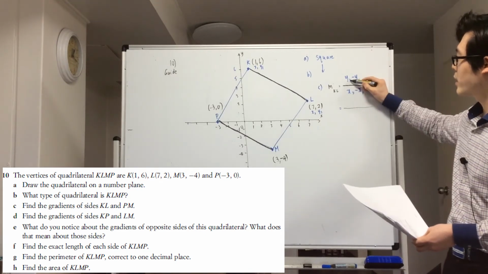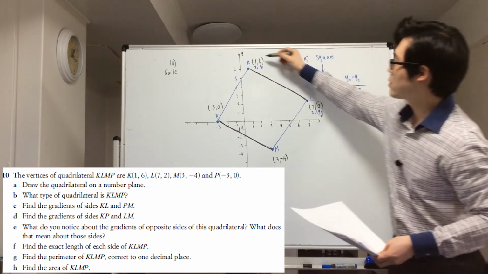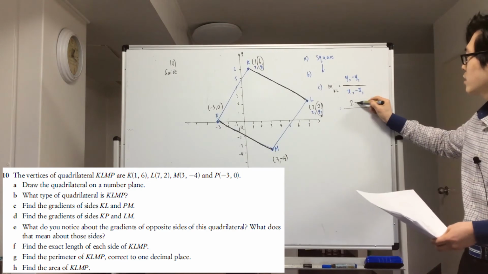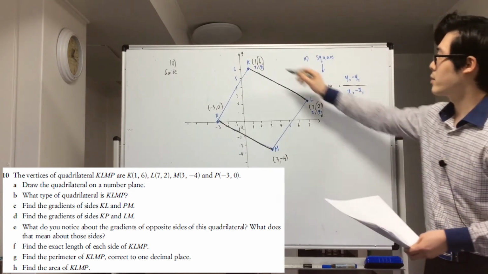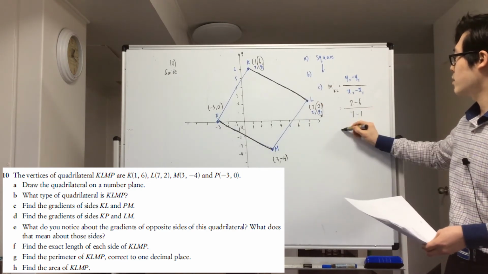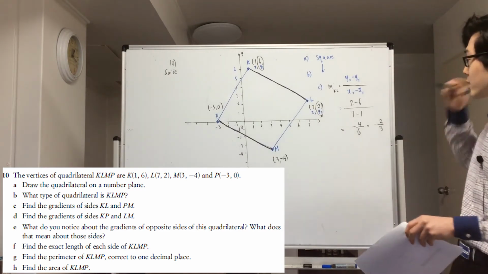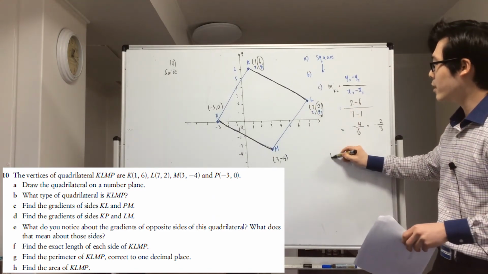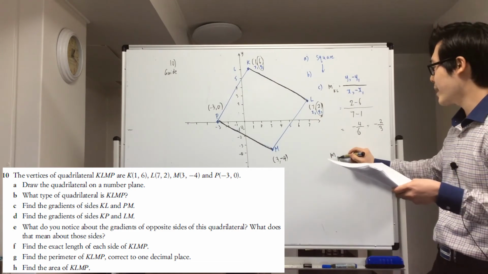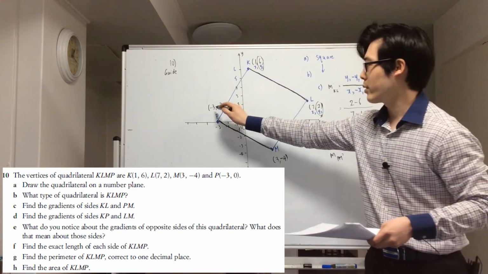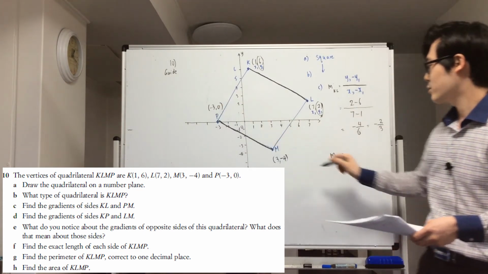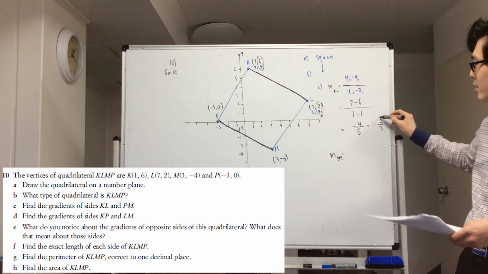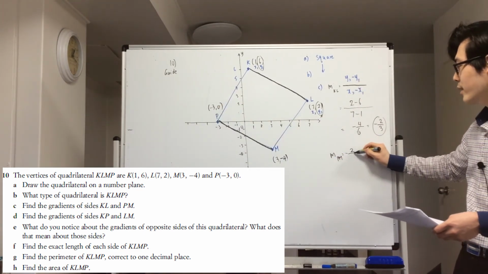So in this case, your y2 minus y1 is 2, take away 6. Next, x2 minus x1 is 7, take away 1. So if you do that, you'll get, so that's the gradient of KL, okay? So they want you to do the same thing for the gradient of PM. And so once again, label x1, y1, x2, y2, and do the same thing, and you'll find that the gradient is also minus 2 over 3, okay?